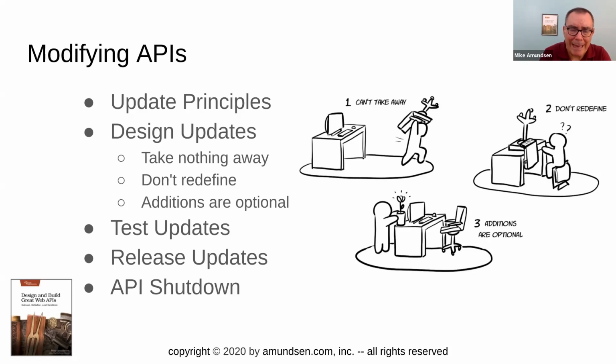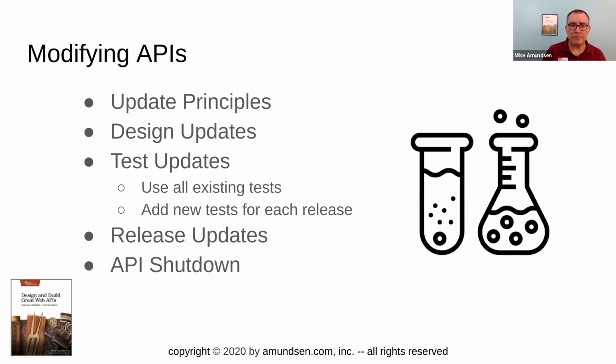And anything you add, new arguments, new URLs, new responses, they all have to be optional. You can't create a new required field in a form in a transition. You can't say now you must return the zip code even though we didn't ask for it last time. That's going to break somebody. Take nothing away, don't redefine. Additions are optional. That's the design principle.